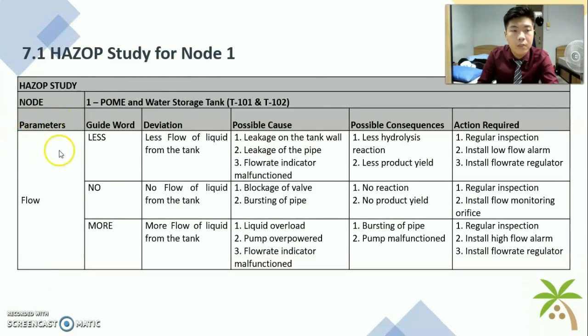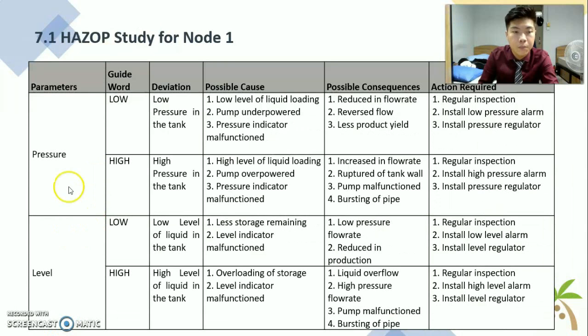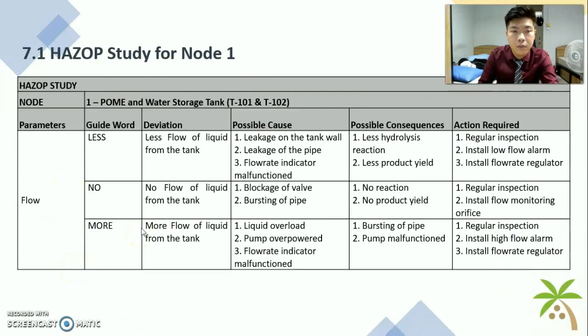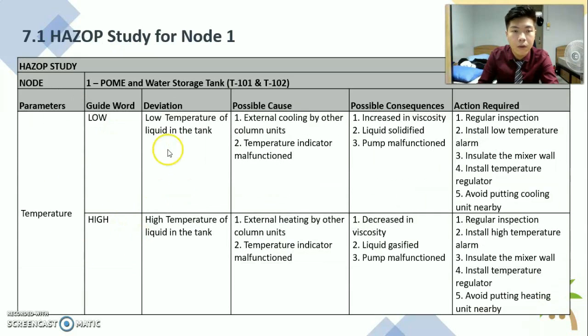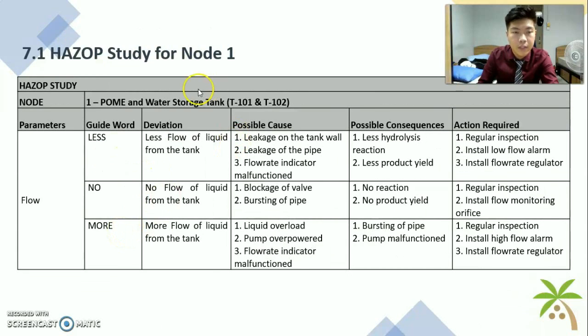There will be 4 parameters to be discussed in NOC 1, which are flow, temperature, pressure and level. The guidewords used are less, no, more, low and high. For example, there is less flow of liquid from the tank, and the possible causes could be leakage on the tank wall, leakage of the pipe, and flow rate indicator malfunction. The possible consequences are less hydrolysis reaction, thus leading to less product yield, and the actions required are regular inspection, to install a low flow alarm and to install a flow rate regulator.